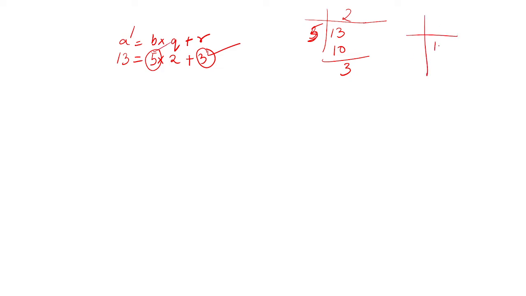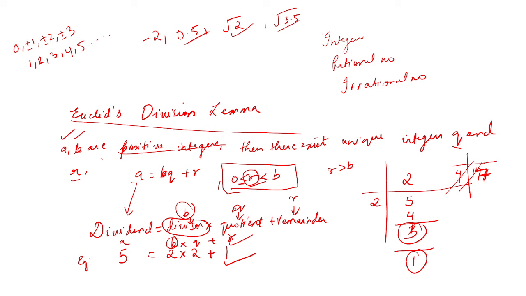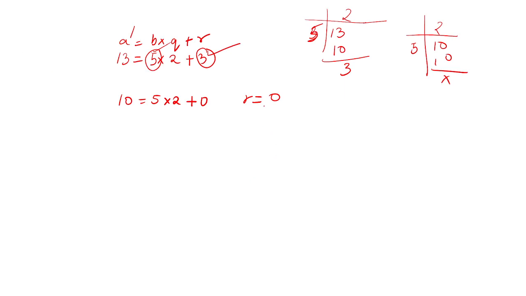Suppose it is 10, 5 times 2 is 10. Now you have an equation, 10 equals 5 into 2. What is the remainder over here? 0. So R is equal to 0. This is also possible because the statement tells us that R can be greater than 0 or it can be equal to 0. So here we're getting it equal to 0, so this is also possible.